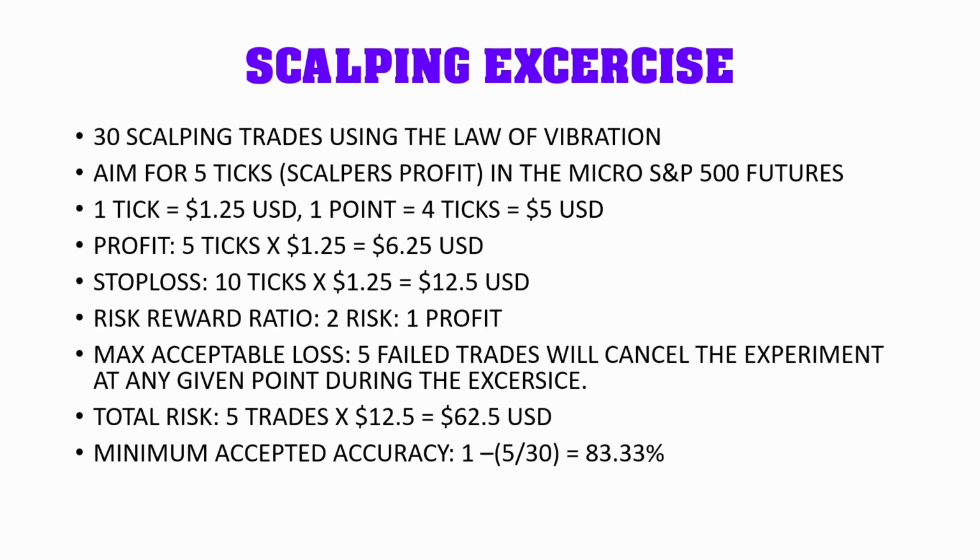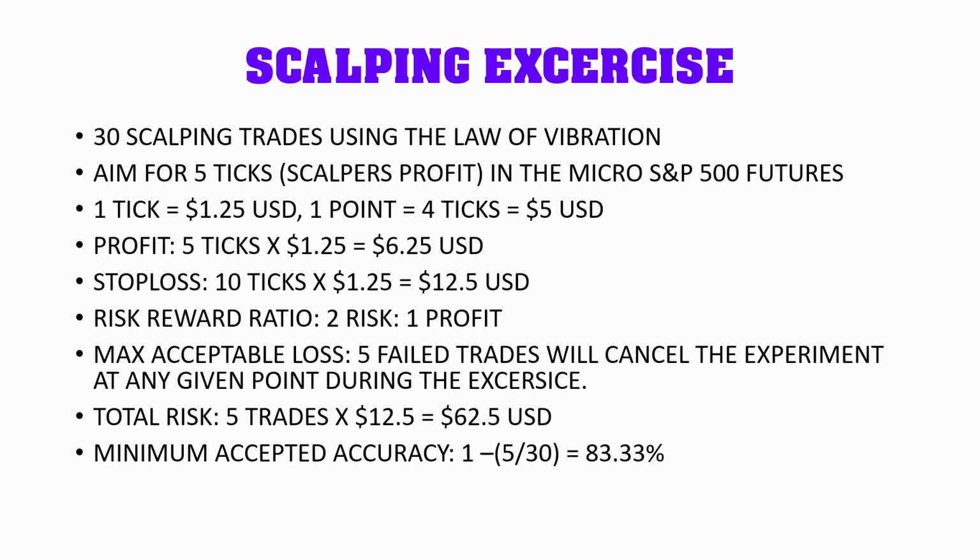I am going to aim for 5 ticks. The scalper's profit is around 4 ticks. It's really 4 ticks, but I am going to go for 5 ticks because I have to compensate for commissions, fees, and other costs. So that extra fifth tick is to compensate for costs.